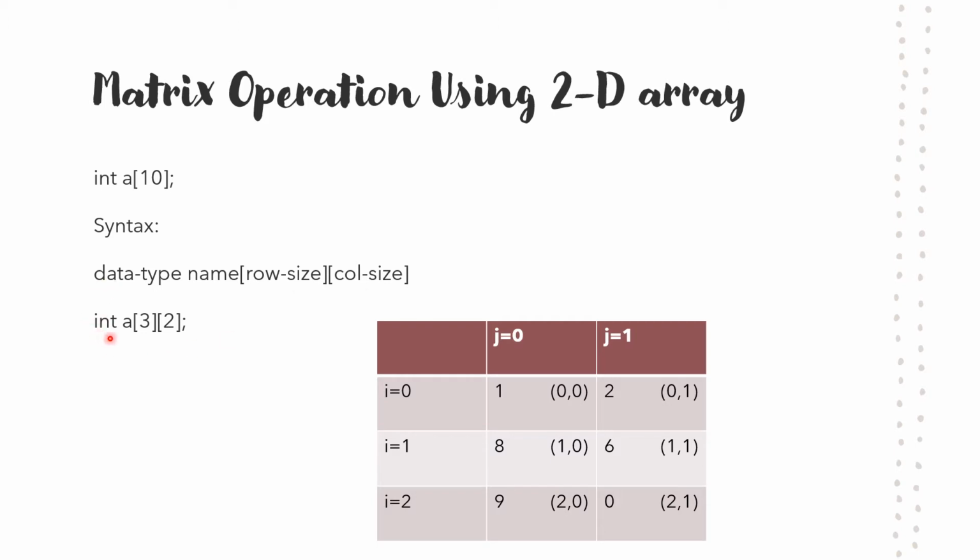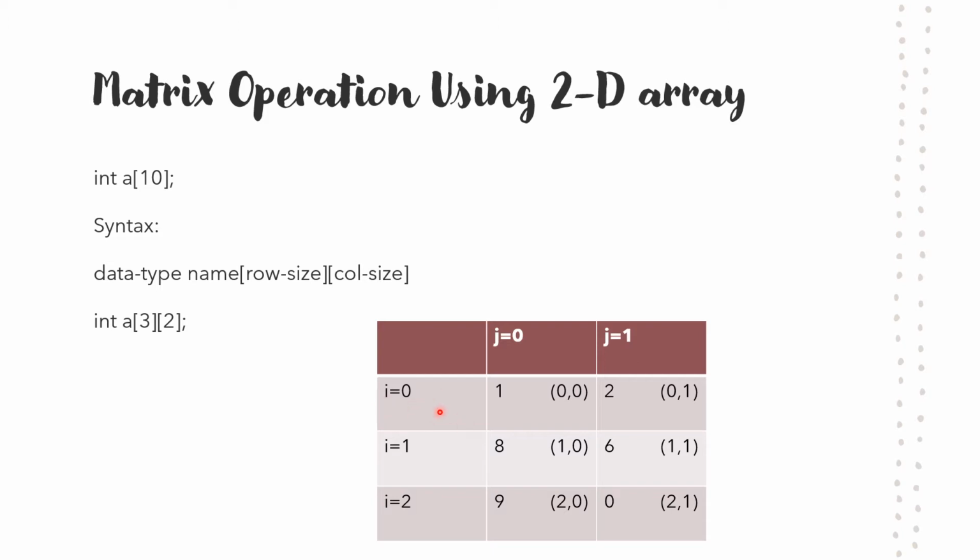So here the data type is int, the name of the array is a, the row size is 3, and the column size is 2. So there will be 3 rows and 2 columns. Here you can see a table where there are 3 rows and 2 columns.